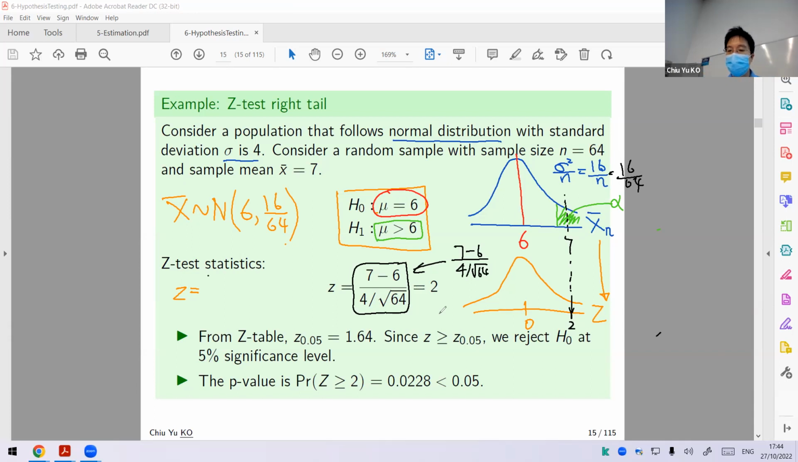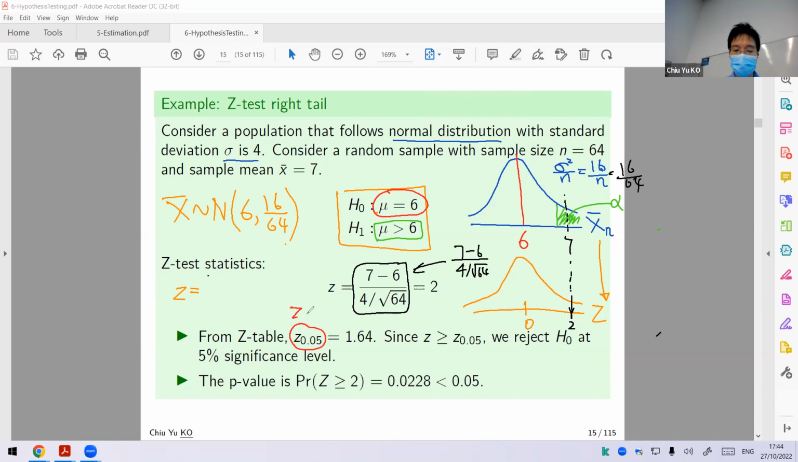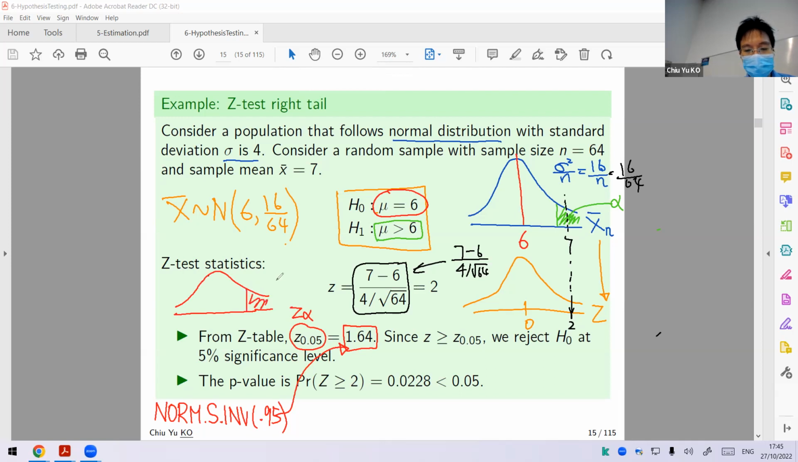The first thing is we want to do the critical value method. The critical value is just Z alpha, and Z alpha is 1.64. How can we get this? This is very simple. It's just the NORM.S.INV of 0.95. Why 0.95? The reason is not difficult. Because we want the tail to be alpha, which is 5%, that means the other side is 0.95.